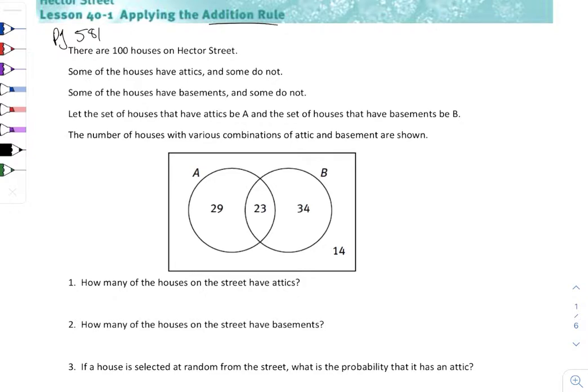There are 100 houses on Hector Street. Some of those houses have attics and some do not. Some of the houses have basements and some do not. Let the set of houses that have attics be A. So we know here that A represents attics. And the set of houses that have basements is B. And B will be basements. The number of houses with various combinations of attic and basement are shown.